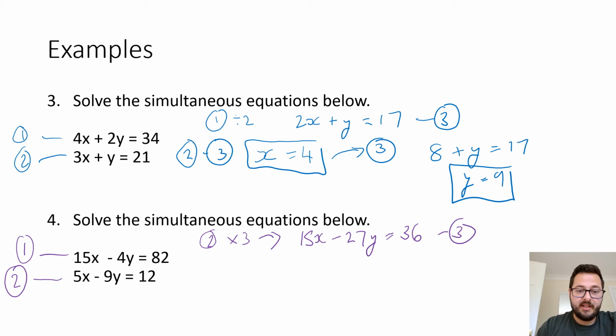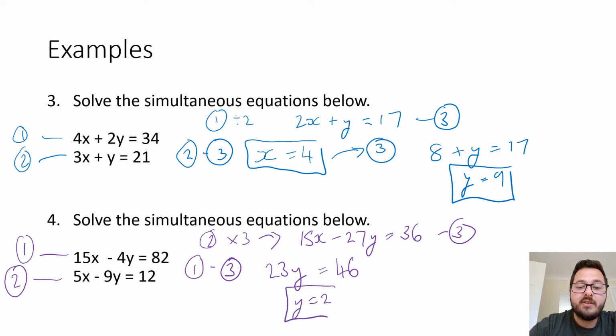Now let's do 1 take away the other. Let's do 1 take away 3. That should end up nice. So 1 take away 3. So the x's disappear. Then we get minus 4y minus 27y. So that's minus 27y, and that's going to give me minus 31y.